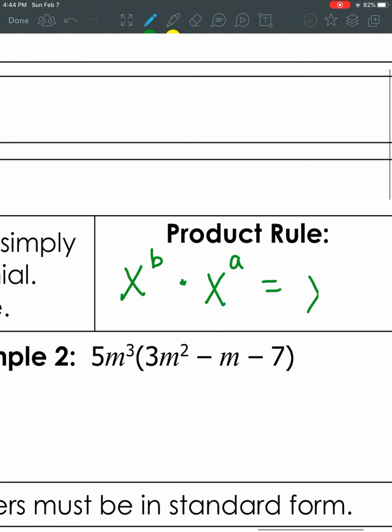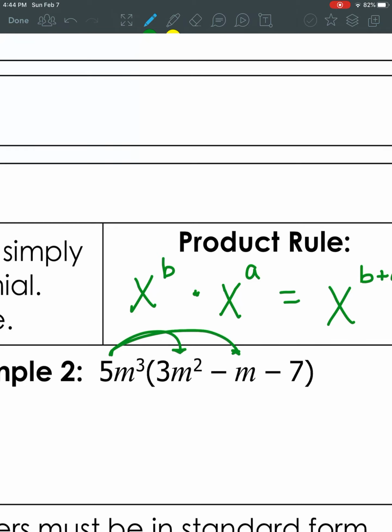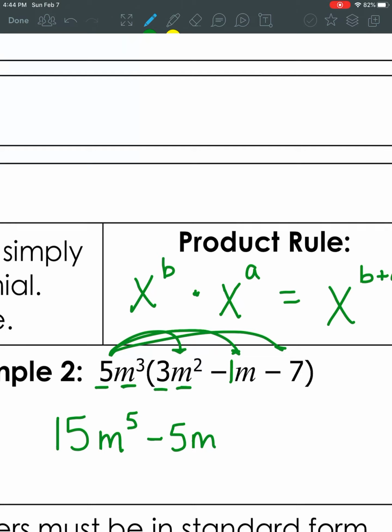All right, another example. When we distribute this 5m cubed, remember, we will distribute it to everything. Multiply your coefficients, so 5 times 3 is 15. And then your variables, m cubed, m squared, that is what we would add, so m to the 5th power. Distribute to the minus m, so we're going to have minus 5 times 1 in front of that m, so minus 5. And then don't forget here we have m cubed times an m. There's really a power of 1 there, so now we have 4 m's. So minus 5m to the 4th.